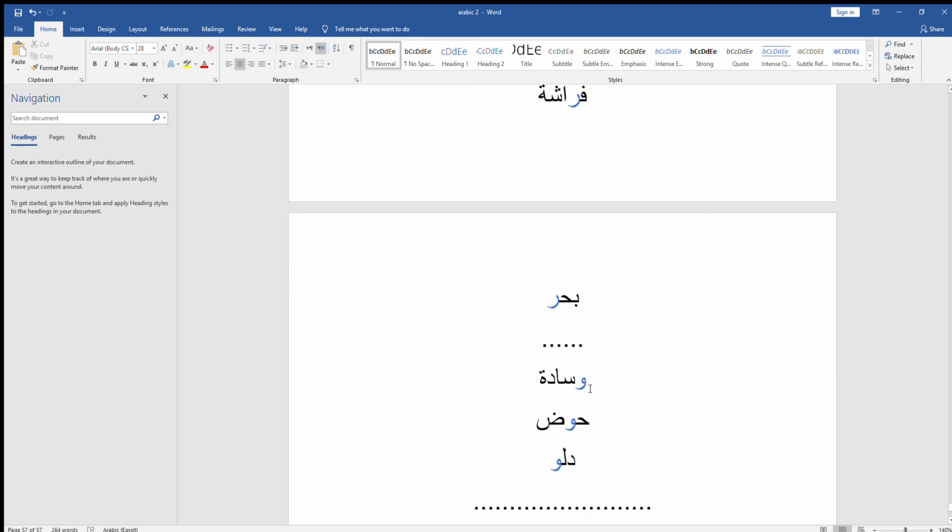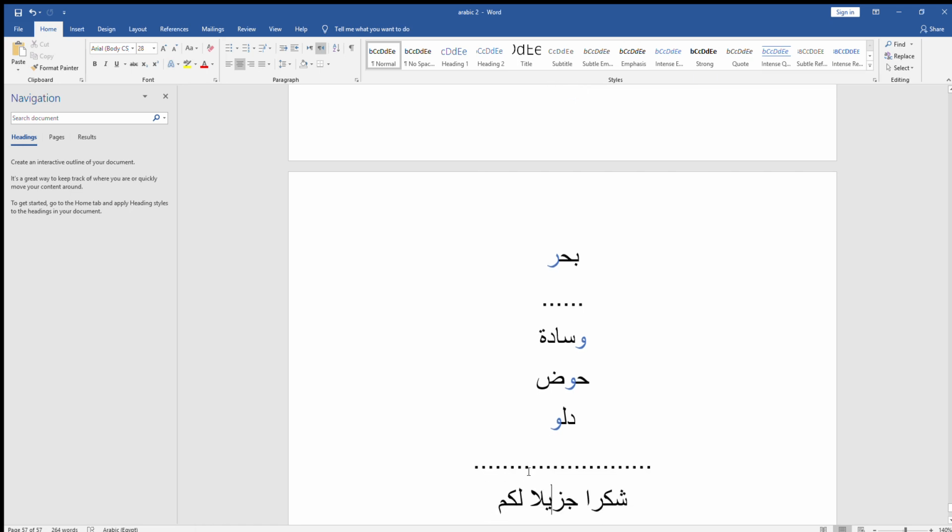وسادة. Waw is not attached to Sin because Sin came after Waw. Dad came after Waw, not attached, but Ha came before it. Waw is attached to Lam because Lam came before it.